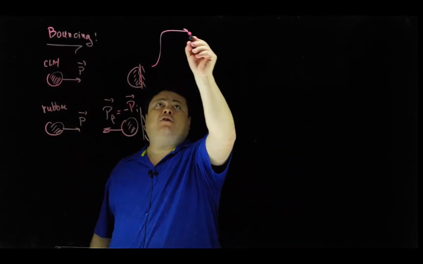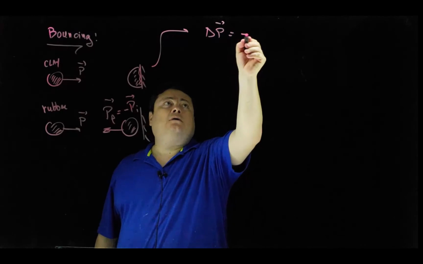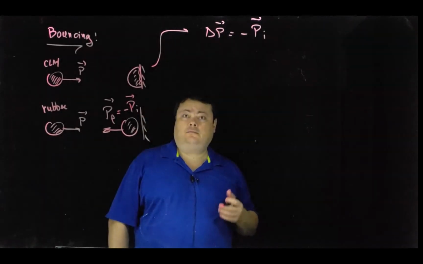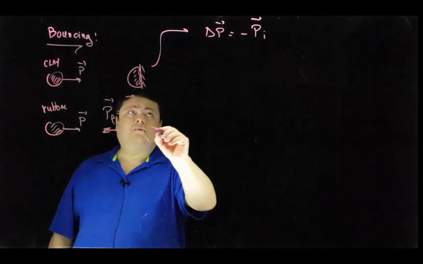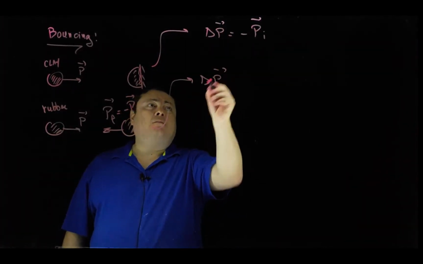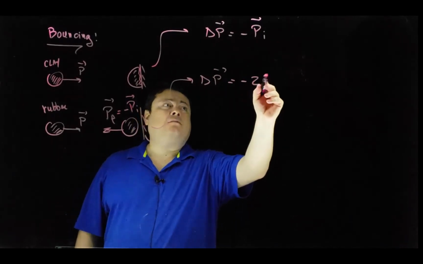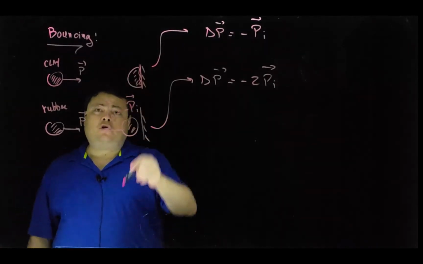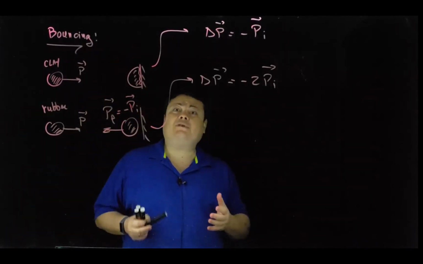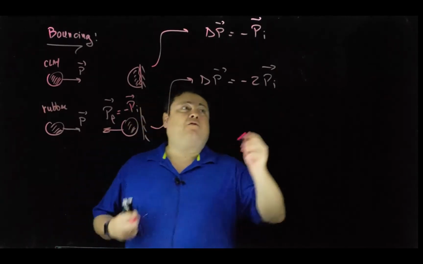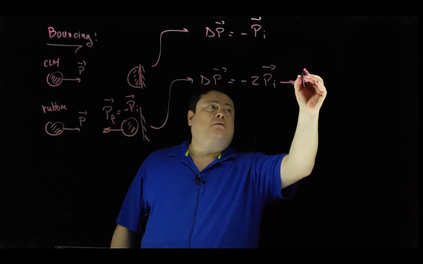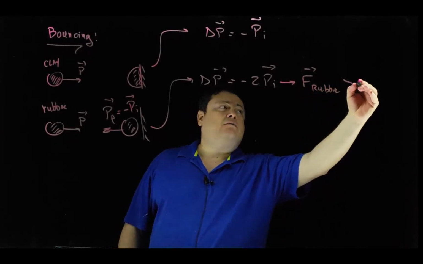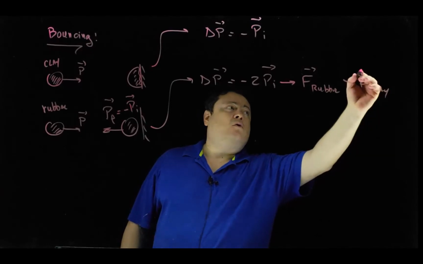The change in momentum for the clay ball is just going to be negative the initial momentum of the system. But the change in momentum for the rubber ball is going to be twice as much. And if those collisions happen roughly during the same time interval, that means that the force on the rubber ball is going to be bigger than the force on the clay ball.